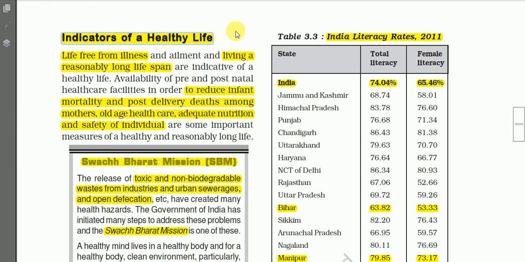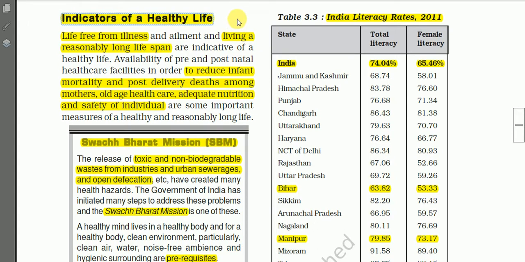Next, we have the second indicators, that is, indicators of a healthy life. Who is a healthy person? Can you tell me who is a healthy person?